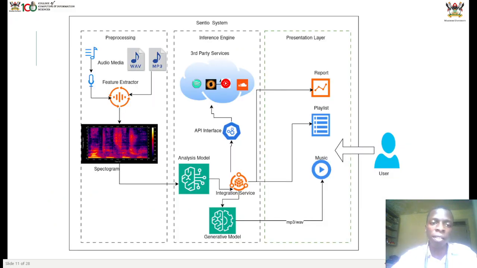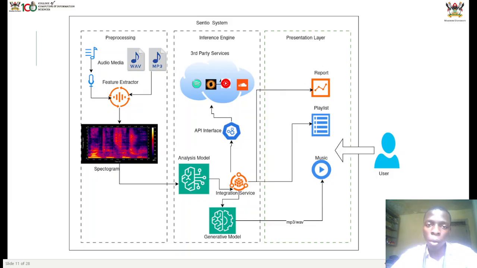All right, so this is an overview of how the system works. We have incoming audio, which is turned into spectrograms. They are passed to the analysis model. The analysis model then does the analysis and returns a report to the user with the values of valency, arousal, and an emotional label that is easily readable.